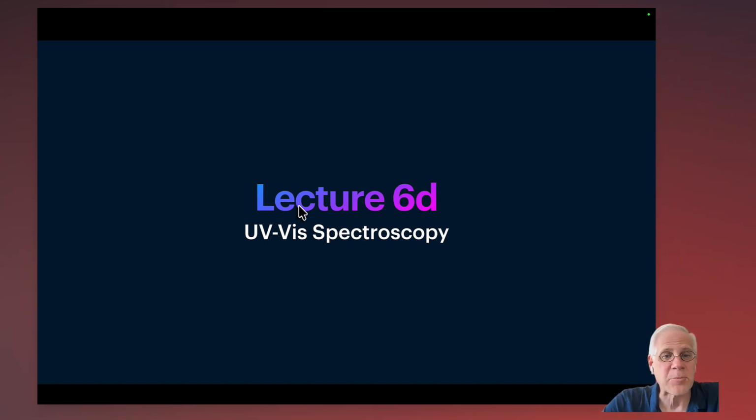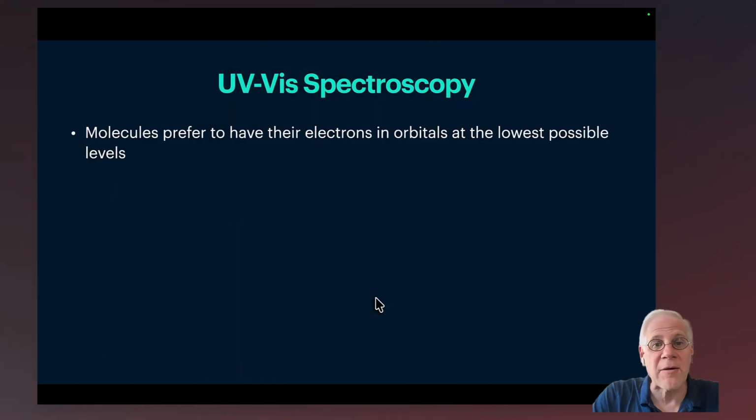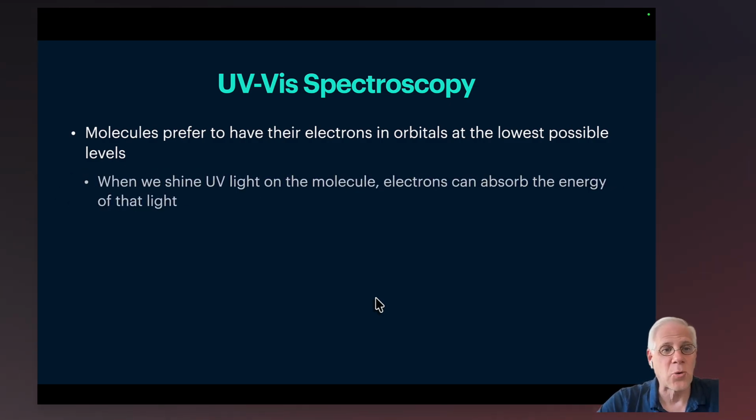They have two separate lamps in order to generate either the visible light or the ultraviolet light before it passes through the monochromator going through the sample. But let's look at how we can use UV-Vis spectroscopy, and how it correlates with molecular orbital theory and our character tables. So molecules prefer to have their electrons in their orbitals at the lowest possible energy levels. That's the ground state.